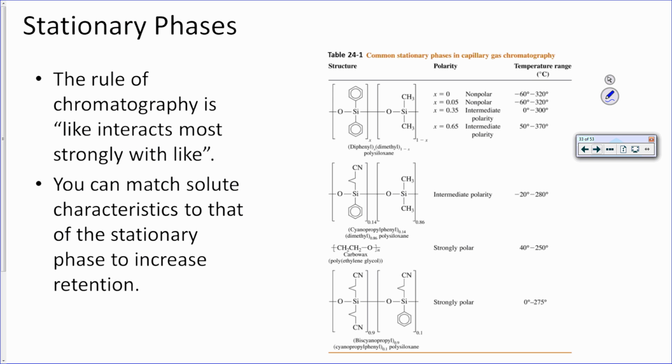Right. So for the stationary phases, the rule that we use, and I went over this in the notes, is that like interacts with like. This is where you have to remember those intermolecular forces back in Gen Chem 2. What makes a solvent stick together so it has a high boiling point? So remember your intermolecular forces. What's the strongest of the intermolecular forces? Ionic strongest. What's second strongest? Say again?